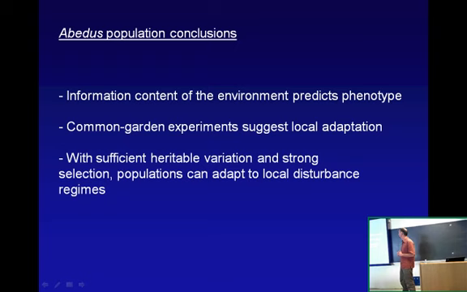The common garden behavioral experiment did suggest local adaptation, and to some degree the genetics suggests that the time scales are sufficient for that to happen. And so you can imagine with heritable variation and strong selection, you can have populations of other kinds of organisms adapting to the different flow regimes that they experience. So I think that we were able to study it in this very modular system, but I think that this is going on in flow regimes in rivers and streams all around us. It's just harder to get a handle on.